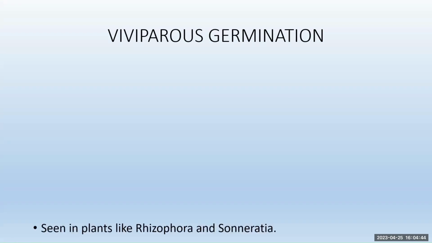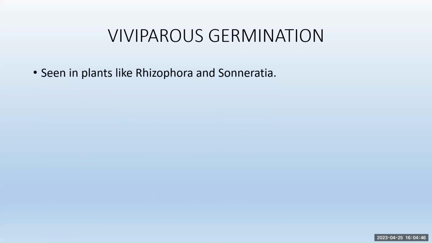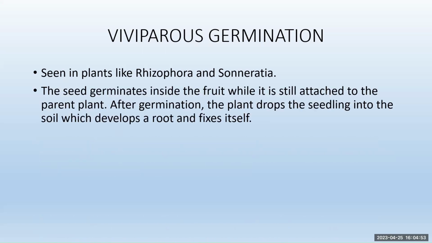We next come to viviparous germination. This is a very special form of germination. You can see it in plants like Rhizophora and Sonneratia. In this special type of germination, the seed will germinate while it is inside the fruit and still attached to the parent plant. Inside the fruit, the seed germinates.